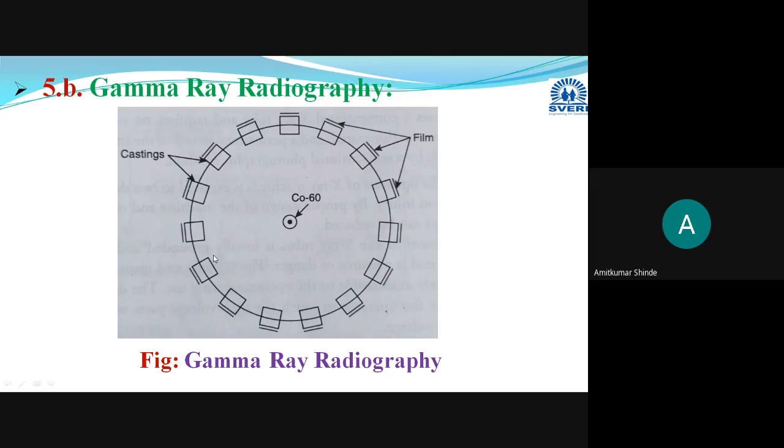They will penetrate the test specimens, and on the film, for each test specimen, you will get the pattern, and the film is developed, and you can detect the defects. In this way, gamma ray radiography can be used to inspect a number of components at the same time, while in X-ray radiography you can inspect only a single component. So this is the diagram for gamma ray radiography.